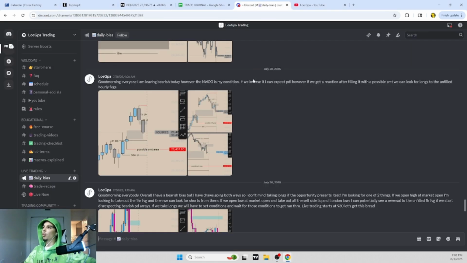So coming into the morning, what was I feeling? All right, good morning, everyone. I am leaning bearish today. However, the NWOG is my condition. If we inverse that, I can expect previous day low. If we get a reaction after filling it with a possible SMT, we can look for longs towards these hourly unfilled fair value gaps. So let's just take a look.